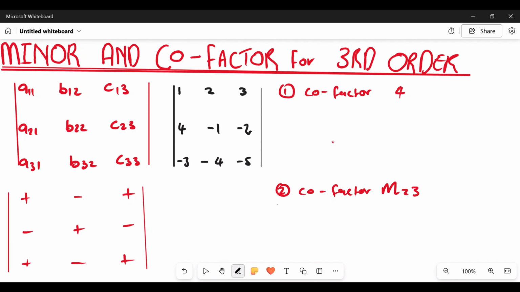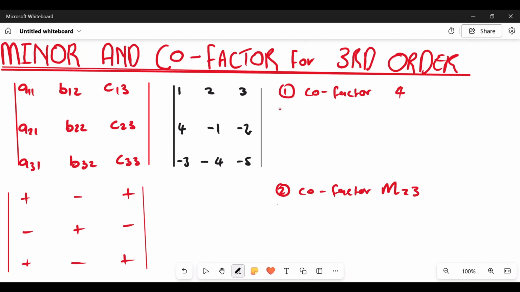All right, guys. So we have these questions here. Question 1, they want us to find the cofactor of 4, and then we need to find the cofactor for M23. We're going to start with number 1, where we need to find the cofactor of the entry 4. I'm going to use both methods for number 1. Let's start with the method where we use the formula.